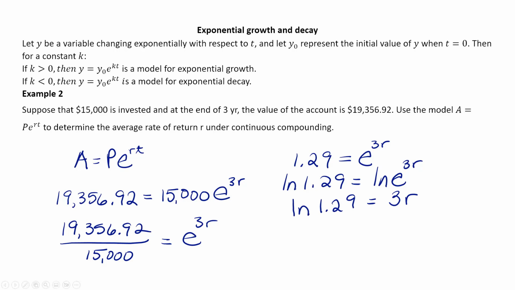If you divide both sides by 3, you're going to have natural log of 1.29 divided by 3, and that's going to be your interest rate. And if you punch that into your calculator, 1.29, take the natural log, divide by 3, you're going to get R about 0.085, so that means your interest rate would be 8.5%.